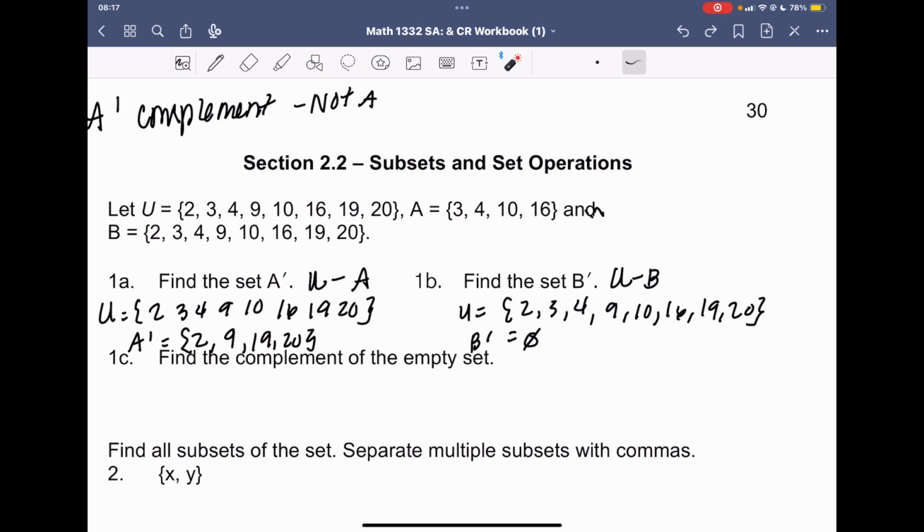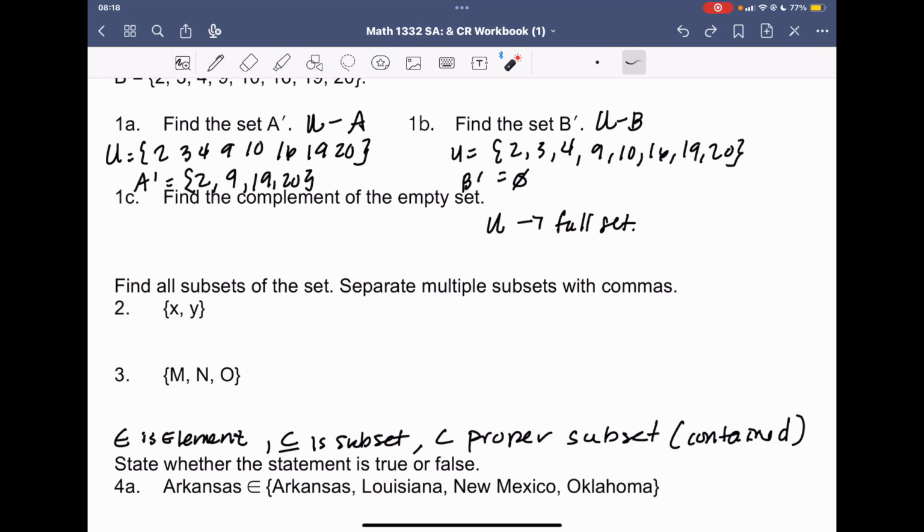And then this one says find the complement of the empty set. This is going to be the opposite of nothing, which is going to be everything. And remember, between the universal set, the A, and the B, you have to think about which set automatically encompasses all. That's always going to be the universal set. So this is going to be the full set, or the universal set.